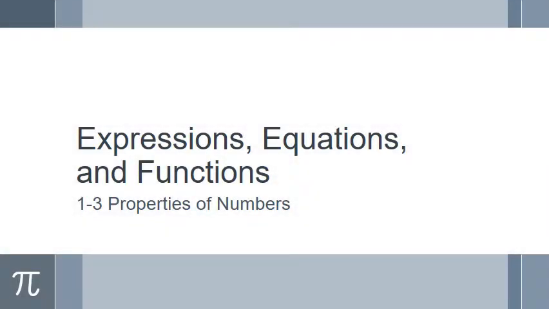All right, mathematicians. We've been in this chapter section looking at properties of numbers, and we've been looking at a number of different properties: the reflexive property, symmetric property, transitive property, substitution property, additive identity property, as well as the additive inverse property. And then we've also looked at the multiplicative identity property.